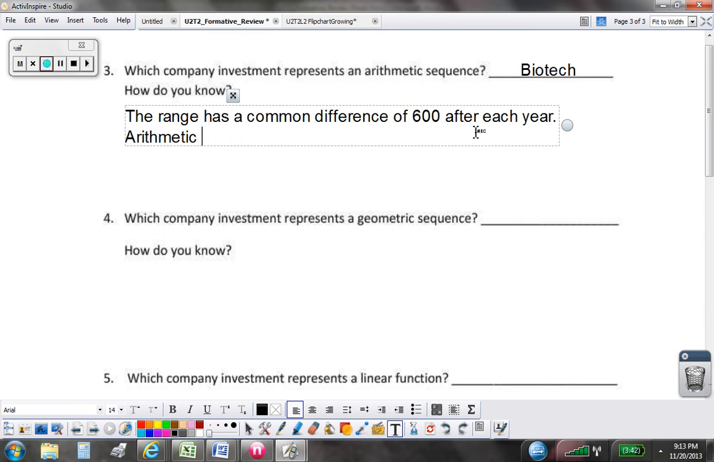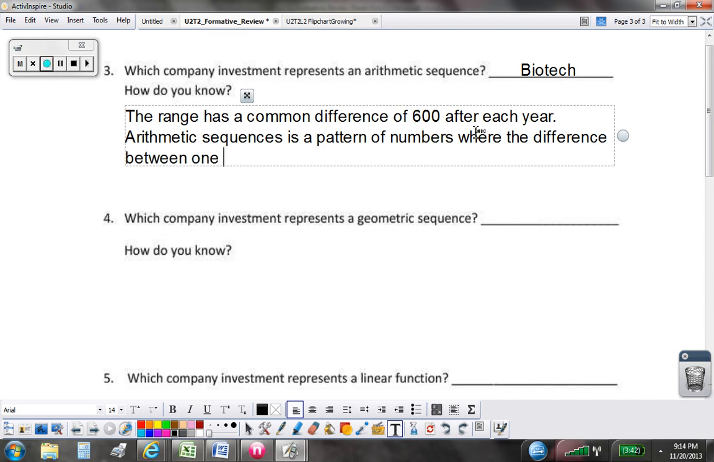Arithmetic sequences is a pattern of numbers where the difference between one term to the next term is the same amount.